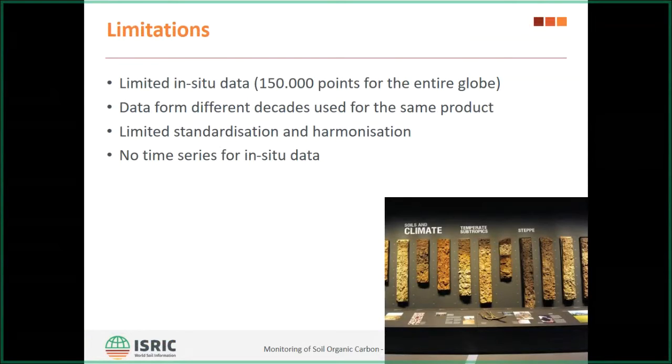There's a huge limitation in terms of standardization and harmonization. Sometimes we get data in and we plot them on a map and 30% is in the ocean. So then we have to go back to the descriptions of those soil profiles and say, okay, this was 150 meters east of the village in this country, and then we assume new coordinates. That's the type of issue we have to deal with when standardizing and harmonizing these datasets. And there are very, very limited situations where people go back to the same place and measure soil organic carbon over time.